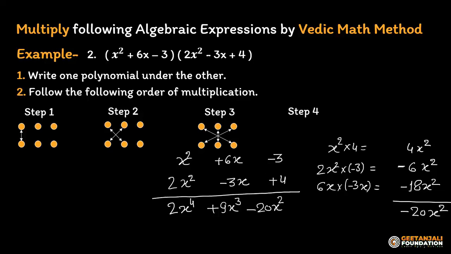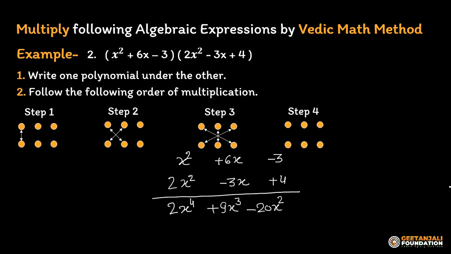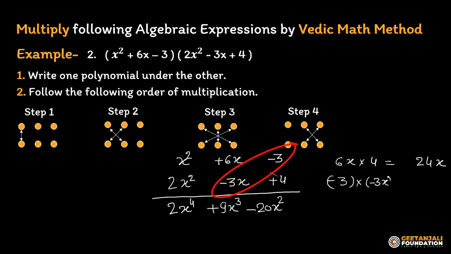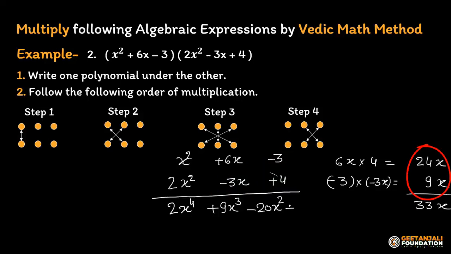Now let's move to step 4. In this step, we will move towards the right. When we move towards the right, we leave the leftmost column and cross multiply these two terms. Cross multiply these two and these two terms. So 6x times 4 will give us 24x, and minus 3 times minus 3x will give us 9x. When we add them, we get 33x.